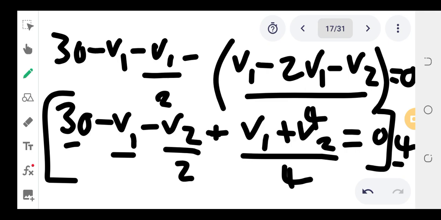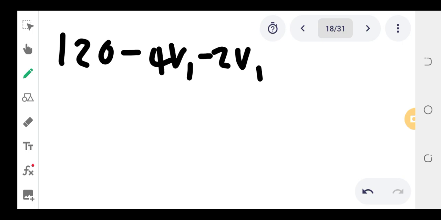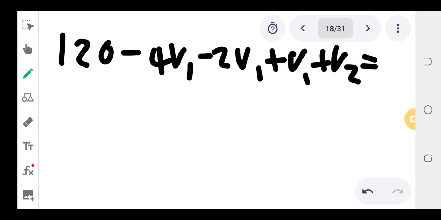4 times half V2, we get 2V2. Then 4 times this, the 4 and this will cancel, so we are just copying what is on top. So in this case we have V1 plus V2 equals 0.